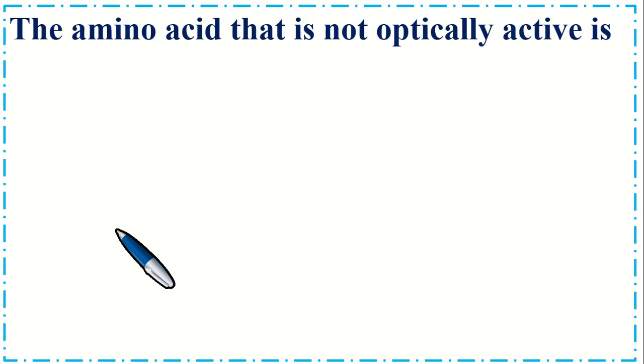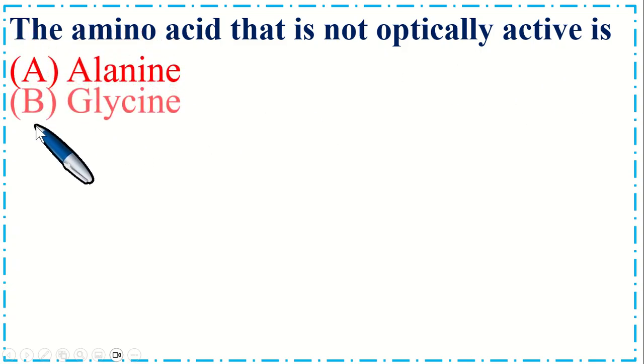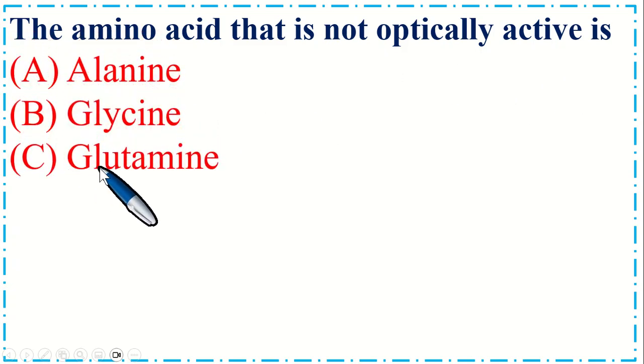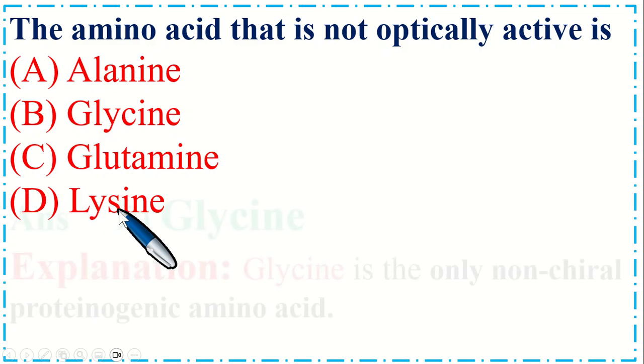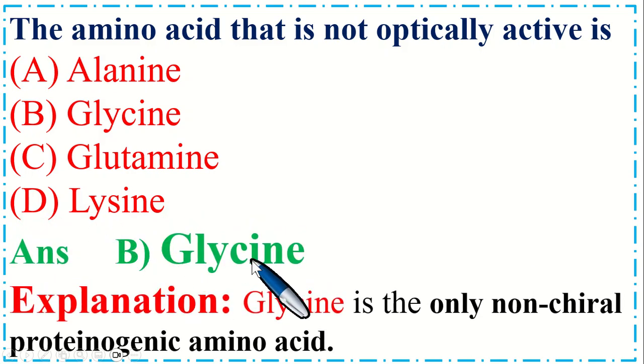So this is a very important MCQ. The amino acid that is not optically active is: option A alanine, B glycine, C glutamine, and option D lysine. So the correct option is B, glycine. Glycine is the only non-chiral proteinogenic amino acid.